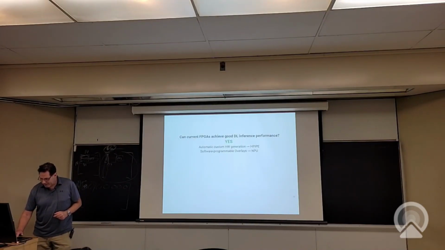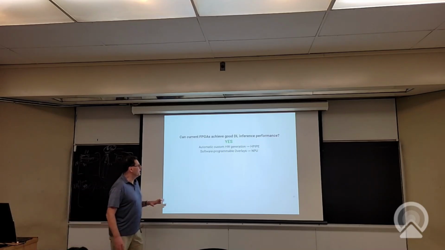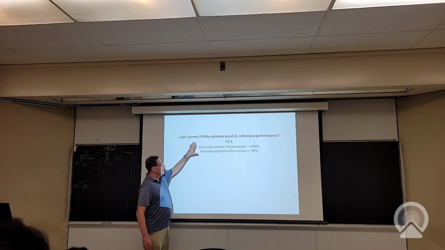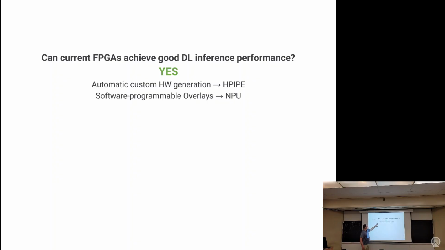So I guess the summary is there are just two different ways that I've shown you here where FPGAs can get good deep learning inference performance. You can automatically generate custom hardware, but I think you have to automate it. You can't do it by hand. Or you can make a software programmable overlay, but it's got to have an architecture that's pretty customized to the class of neural networks you want.